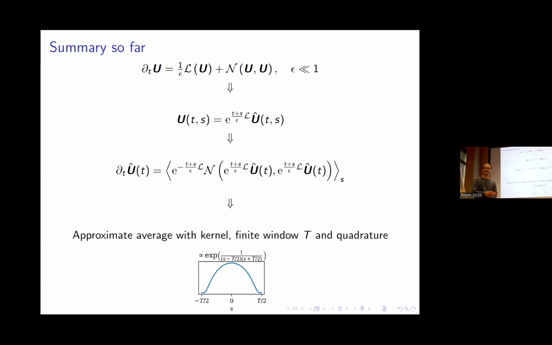So to recap, we start with the full system with this timescale separation, and we transform to these modulation variables modulated by quick phase, average just over the phases, and approximate this average with a kernel, a finite average with an averaging window, and we approximate it with a quadrature sum.